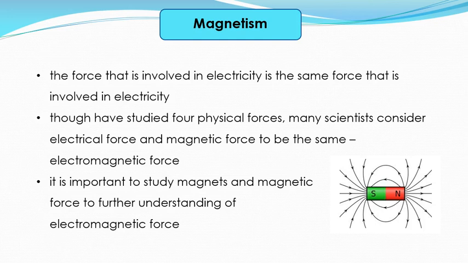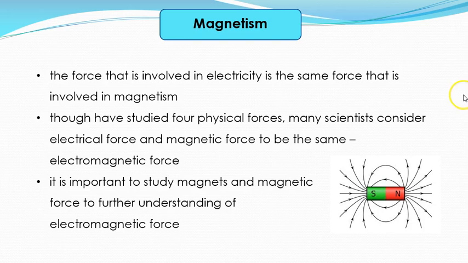In a previous module, we had actually done an experiment that involved wrapping some wire around a nail, and we created our own magnet by attaching a battery to it. And a lot of what we're talking about here has to do with that experiment. The force that's involved in electricity is the same force that is involved in magnetism.